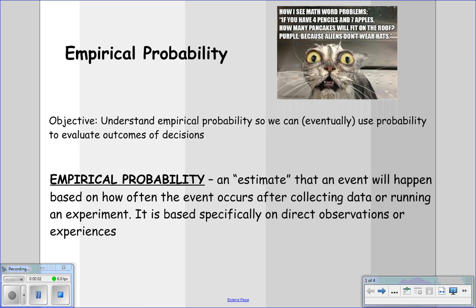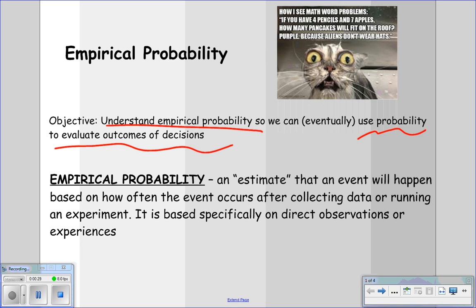Today we're talking empirical probability. Our objective for today is to understand empirical probability. Most of you know it as experimental probability, okay? And we're going to lead ourselves into being able to eventually use that probability to evaluate the outcomes of decisions. Now I say eventually because that is after spring break, okay? So that'll go with that whole unit we've got when we come back from break.